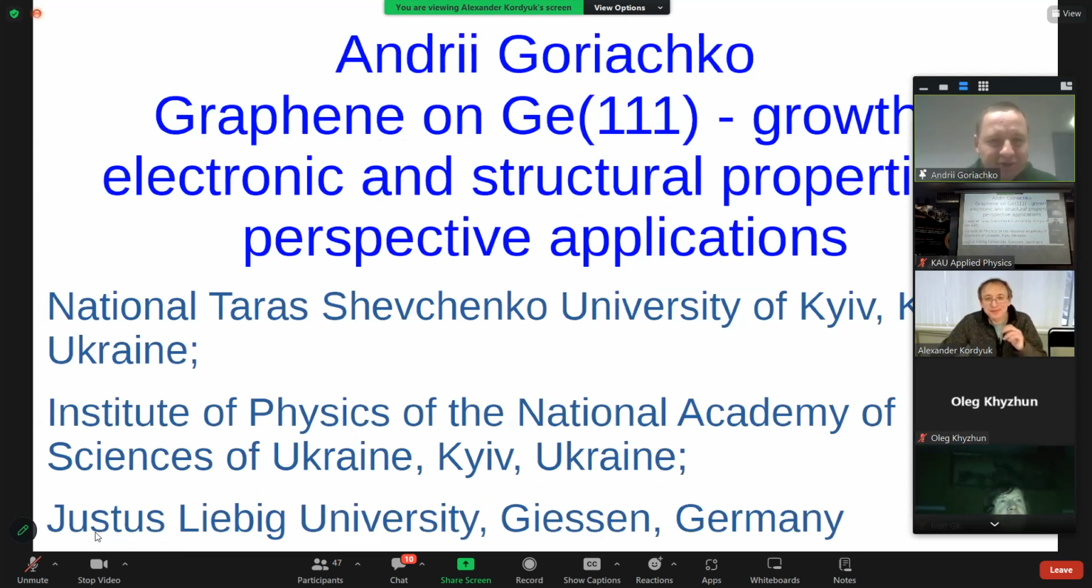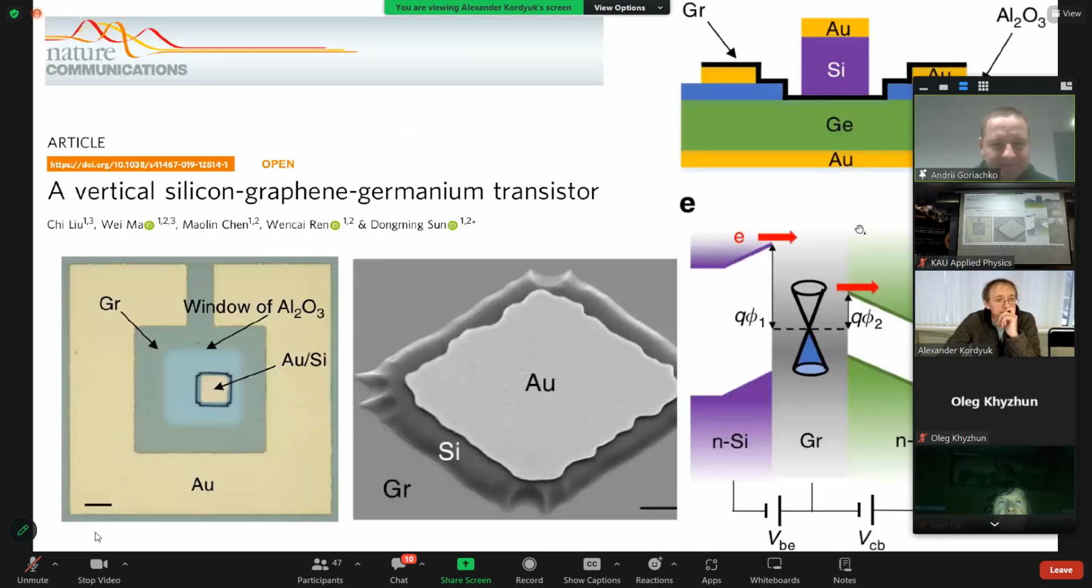So today I will talk about graphene on germanium 111. It's about growth, electronic and structural properties, and most importantly about perspective applications. Currently there are a lot of proposals to utilize this system where graphene contacts a germanium substrate for numerous perspective electronic devices with various unique properties.